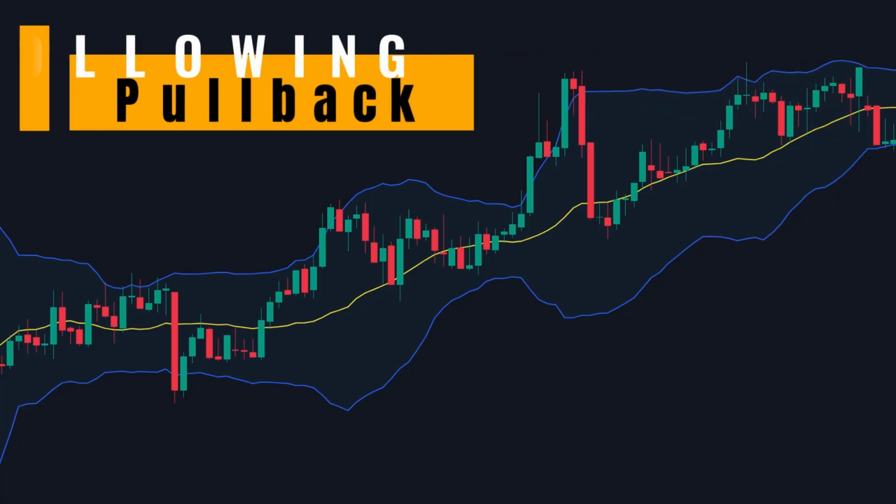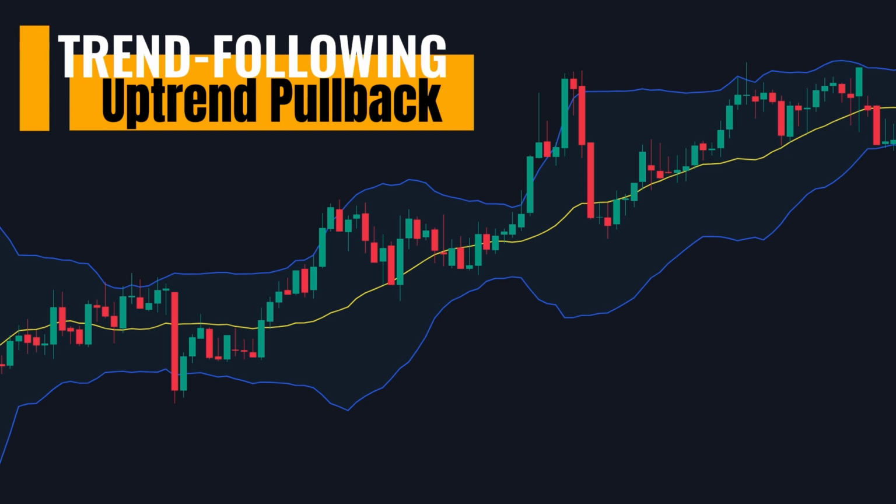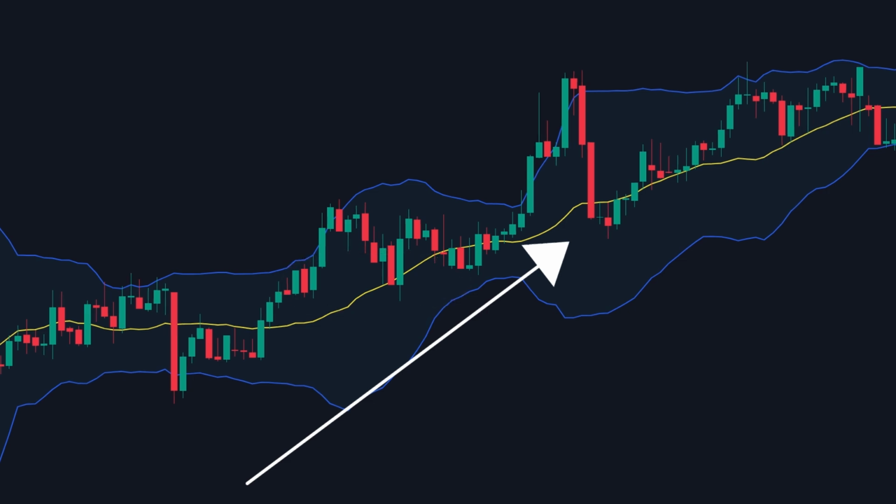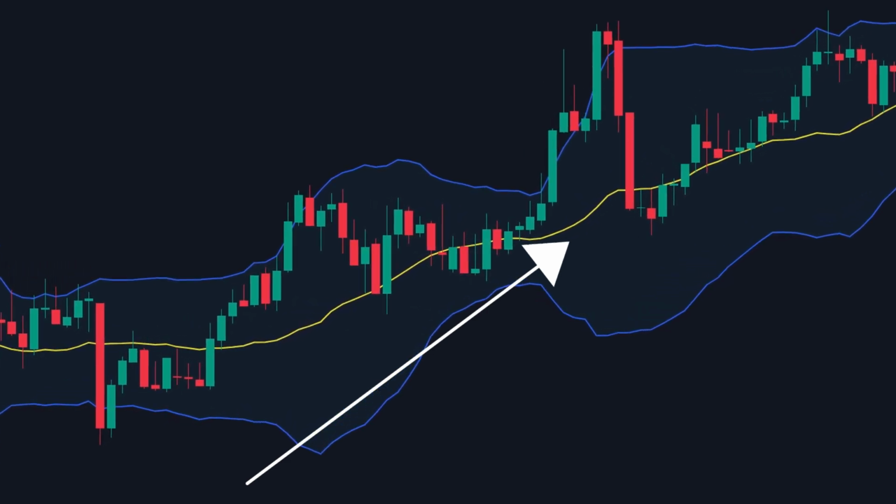Trend following. Uptrend pullback. Buy bias. Uptrend when price closes above the middle band and the middle band is sloping up. Entry. Wait for a pullback that touches or wicks into the middle band without closing below it by more than 1 bar. Enter long on the next candle high break after the touch.